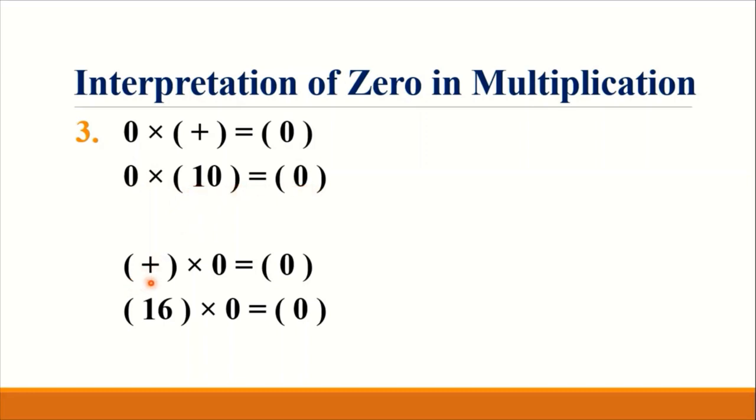When 0 is multiplied by any positive number, answer will be always 0. For example, 16 into 0 is equals to 0.